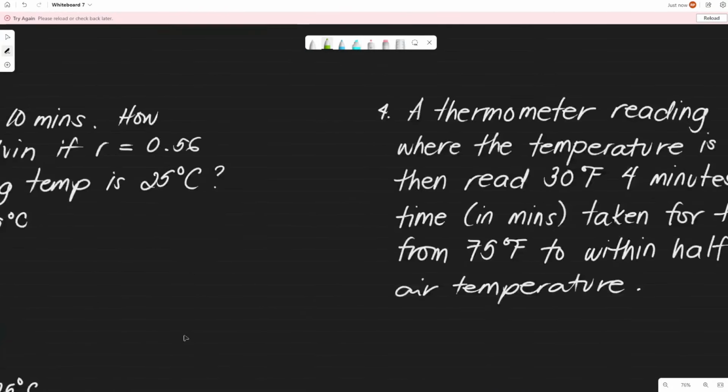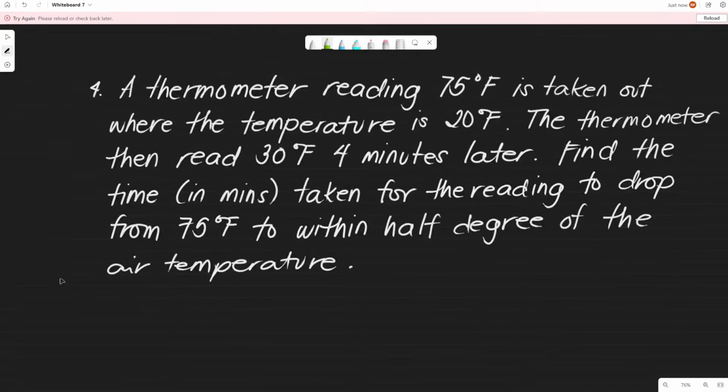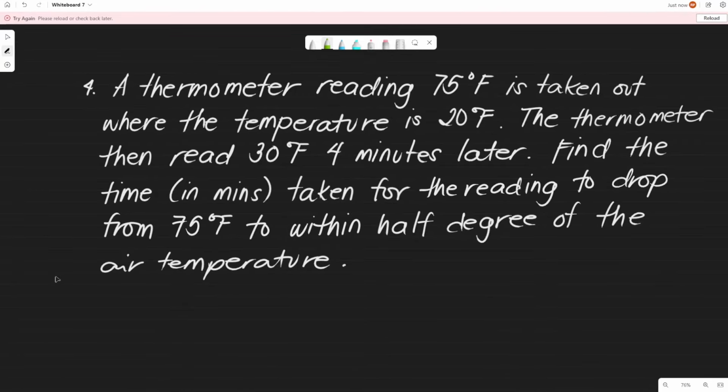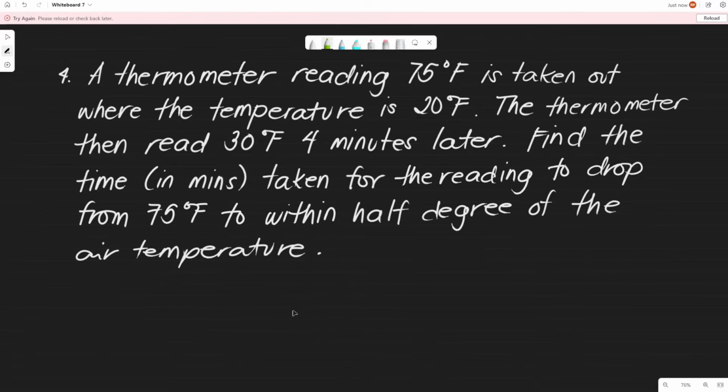Number 4. It says here, a thermometer reading 75 degrees Fahrenheit is taken out where the temperature is 20 degrees Fahrenheit. The thermometer then read 30 degrees Fahrenheit 4 minutes later. Find the time in minutes taken for the reading to drop from 75 degrees Fahrenheit to within half degree of the air temperature. You need to be good at analyzing the wordings in the applications of FODE.